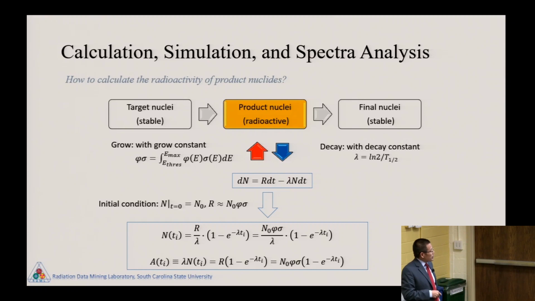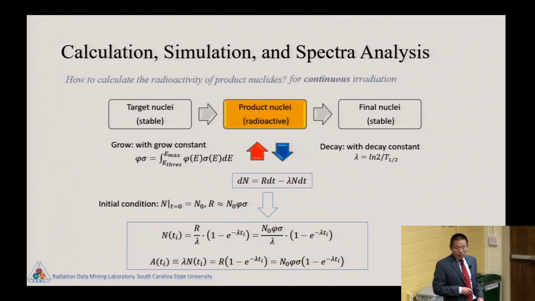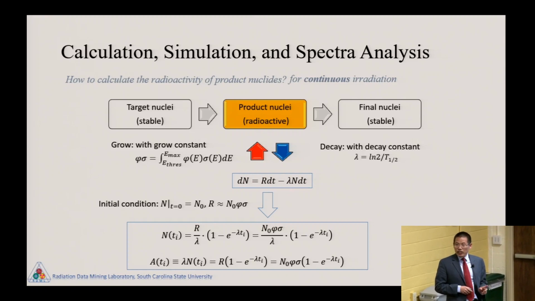Okay, so these are the equations in textbooks. But textbooks did not tell you that this is actually for continuous irradiation. These equations come from the nuclear reactor, which is continuous irradiation.